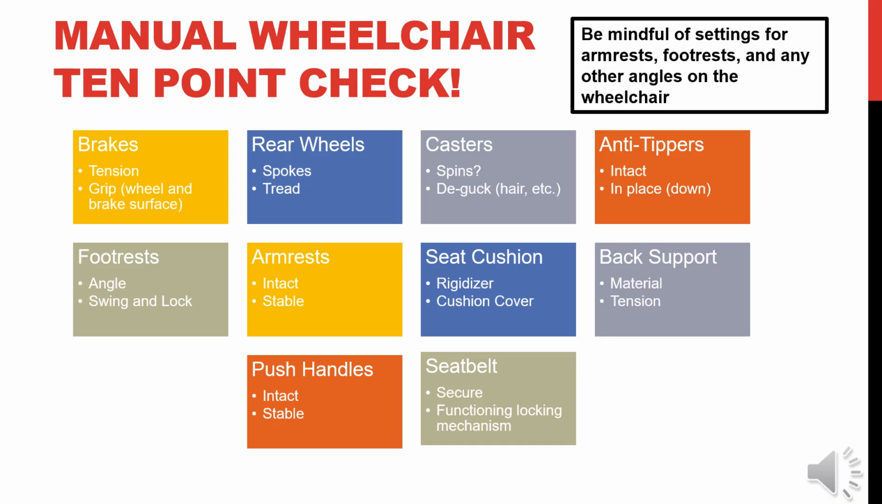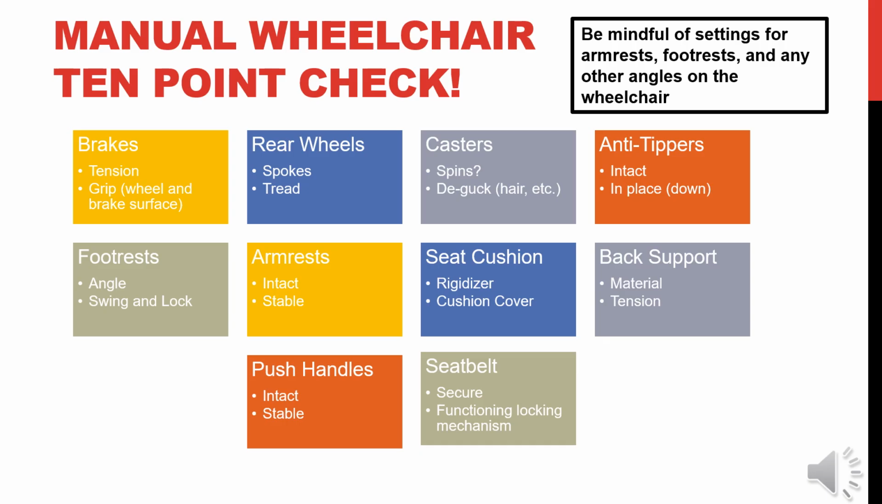Check the casters, which are the small front wheels. Ensure that they're spinning freely and remove anything such as hair or string that may be stuck in the wheels. Ensure that the anti-tippers are in place and positioned down. Check the footrests to ensure that they swing and lock into place. Check the armrests for stability and make sure that they are intact. Check for wear of the material on the armrests.